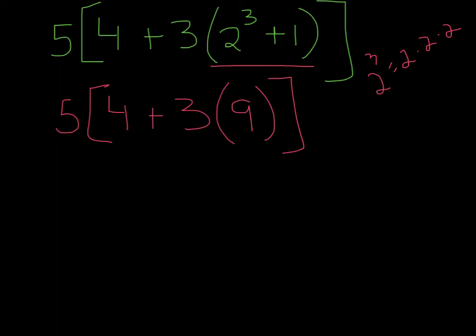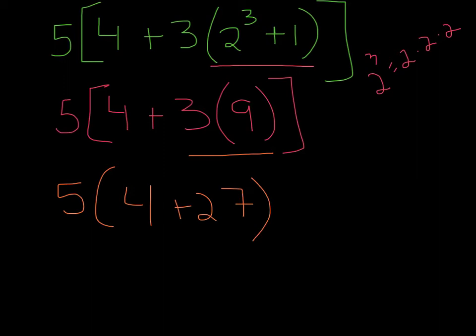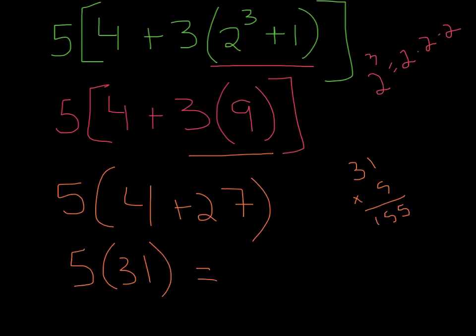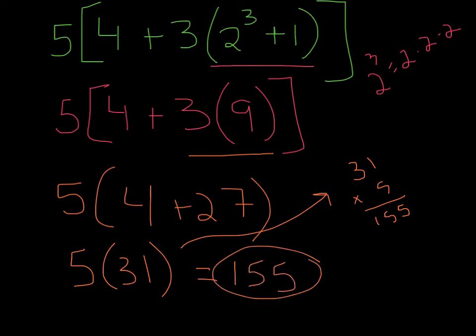So now go inside of our brackets. We have addition and multiplication. So let's do 3 times 9 first. So 5 times 4 plus 27, and 4 plus 27 is 31. And 5 times 31 is 155. All, once again, without a calculator.